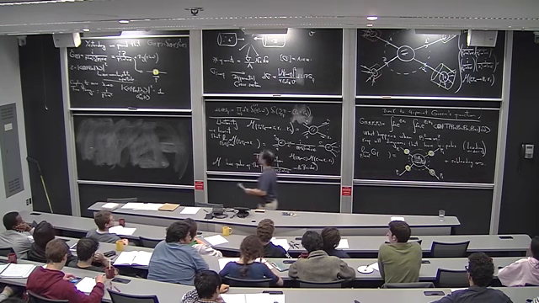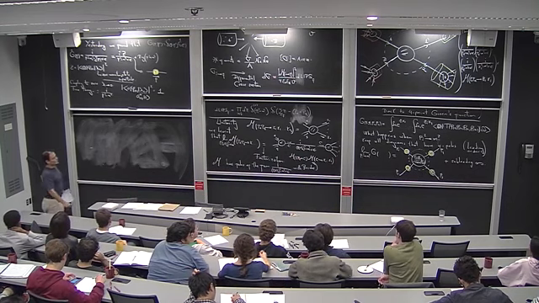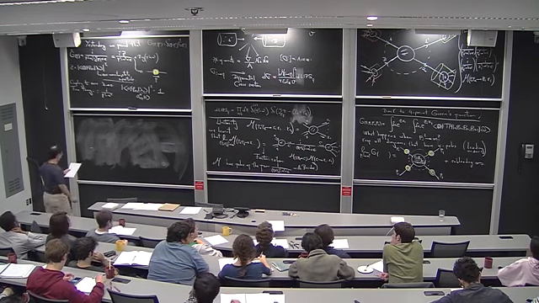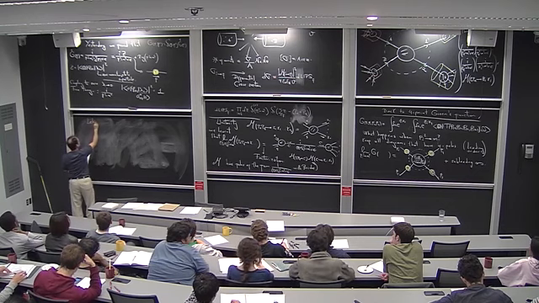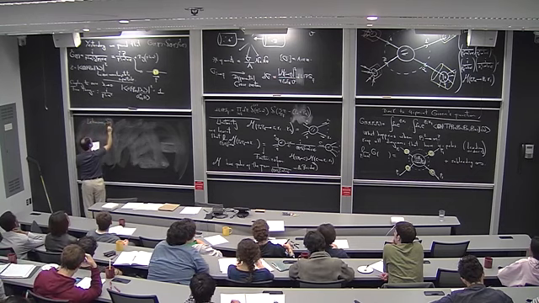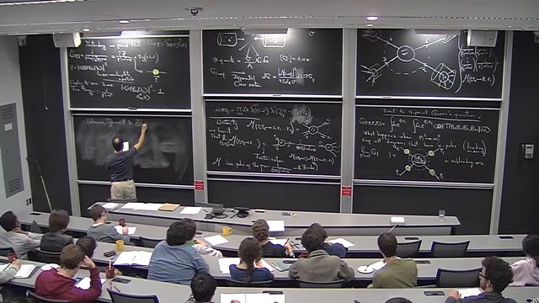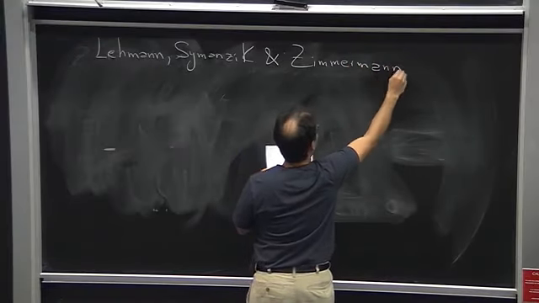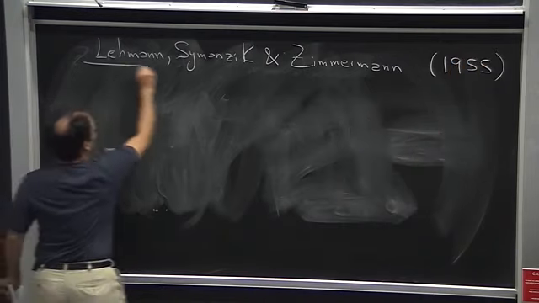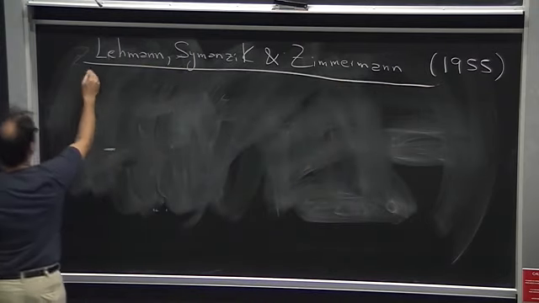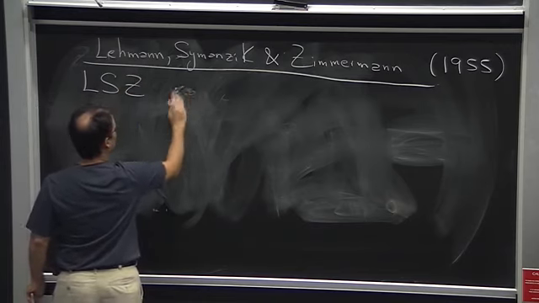Okay, so we have 2 choices. Either we can sit down and give a formal proof of this statement, or we can say that Lehmann, Symanzik and Zimmermann in 1955 actually did it for us. And that's why what we're going to write is called the LSZ formula, or reduction formula.